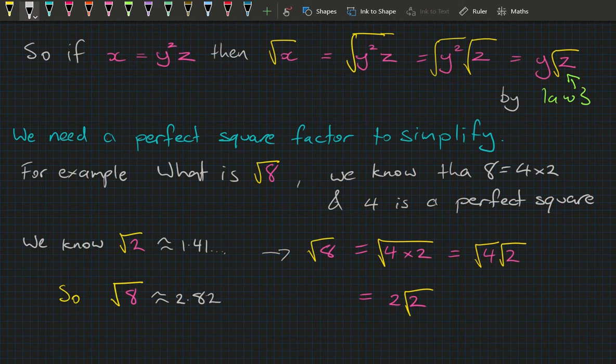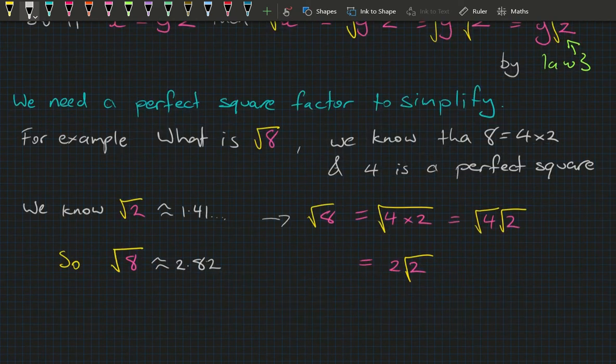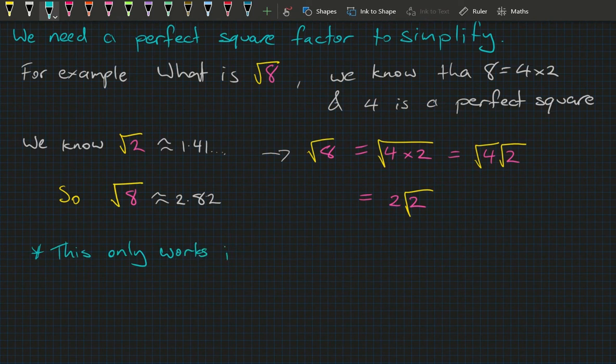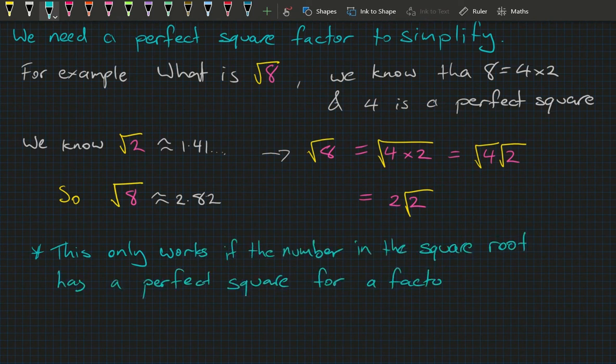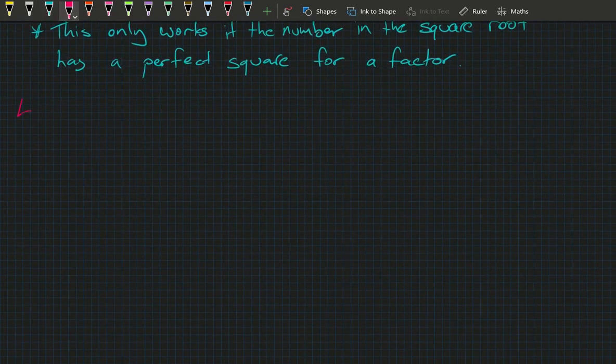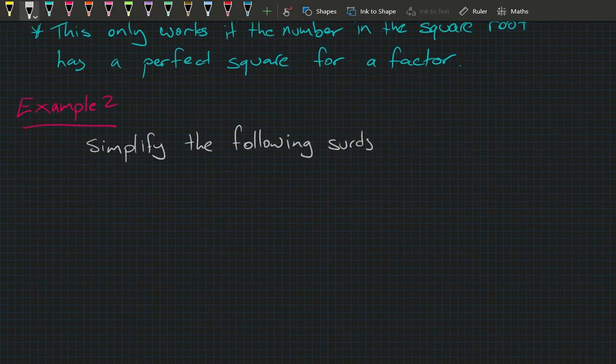And that makes sense because we know that the square root of 8 has to be between 2, which is the square root of 4, and 3, which is the square root of 9. It's worth highlighting that we can only simplify a surd if the number in the square root has a perfect square as a factor. Okay, so let's try this out with example 2, where we need to simplify the following surds. Our surd for part A is the square root of 32. So we know it's a surd because 32 is not a perfect square.